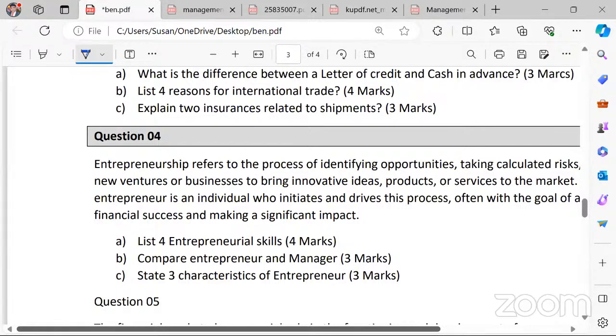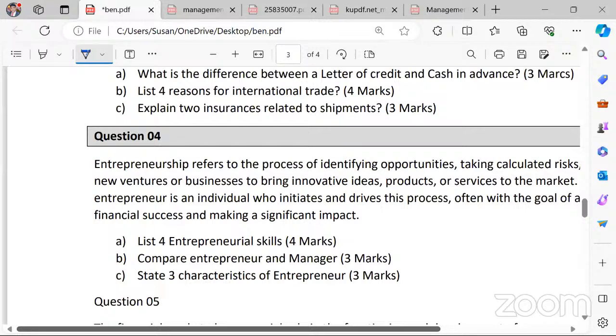You have to list down. In that case, you have to list down. Compare entrepreneur and manager. Then you can compare them with key account, right? You can divide that into two, and you can do the apple to apple comparison, right?